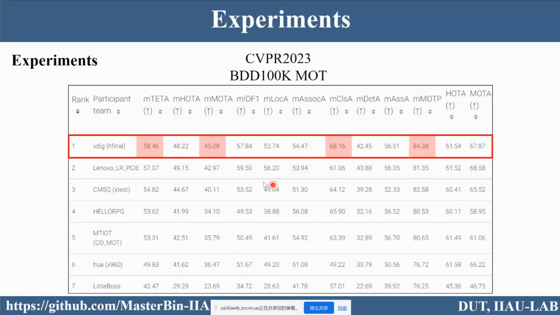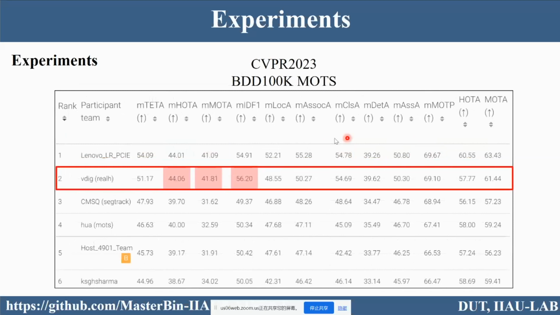In this year's BDD MOT challenge, UniNext wins the first place, achieving the highest results on mHOTA, mMOTA, mCLEAR, and mMOT-P. In addition, in this year's BDD MOTS challenge, UniNext wins the second place, achieving the highest mHOTA, mCLEAR, mMOT-P, and mIDF1.